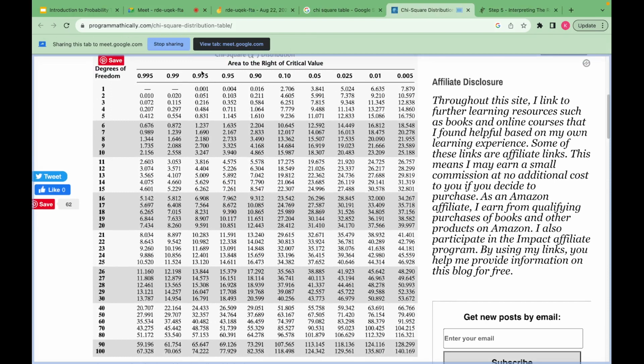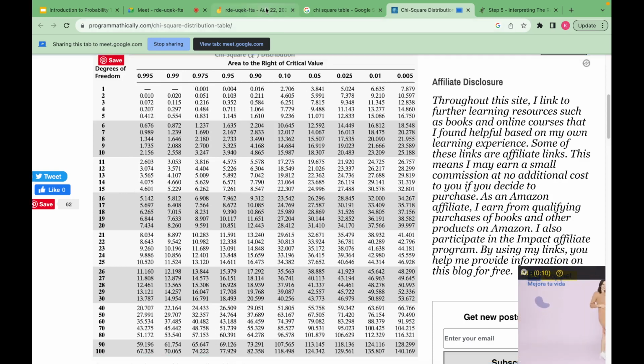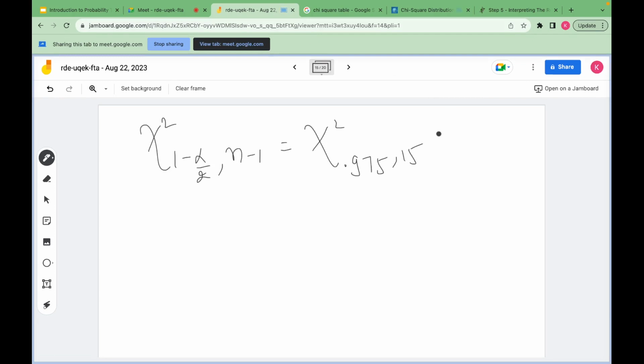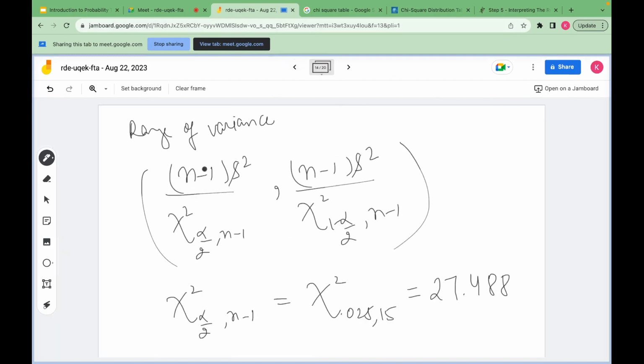So for this 0.975 and the corresponding 15, the value is 6.262. Okay, so this is 6.262. So now we just need to put it into this formula.